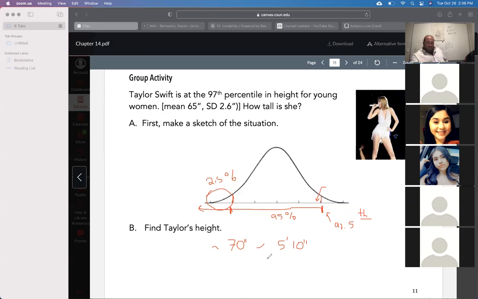My z-score for her was 1.88. So she's 1.88 standard deviations above the mean. So not quite 2 deviations up. Okay?